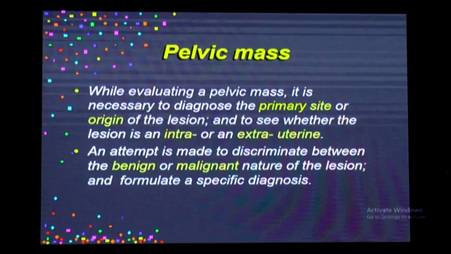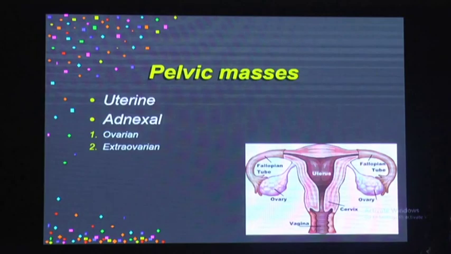So whenever a pelvic mass is detected at ultrasound, we have to see where it is arising from. We have to see the primary site or the origin of the lesion, and we have to decide whether the lesion is intrauterine or extrauterine. And an attempt is made to differentiate between the benign and the malignant nature of the mass as well.